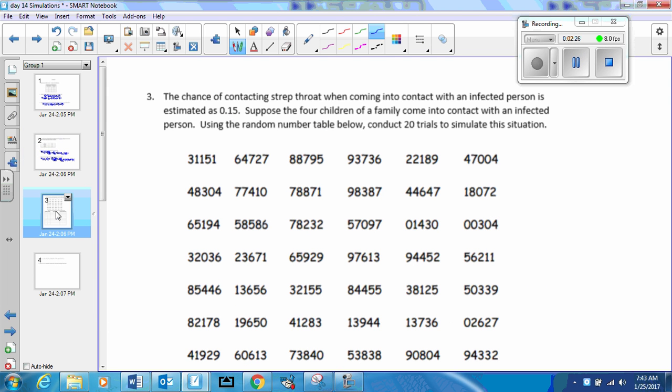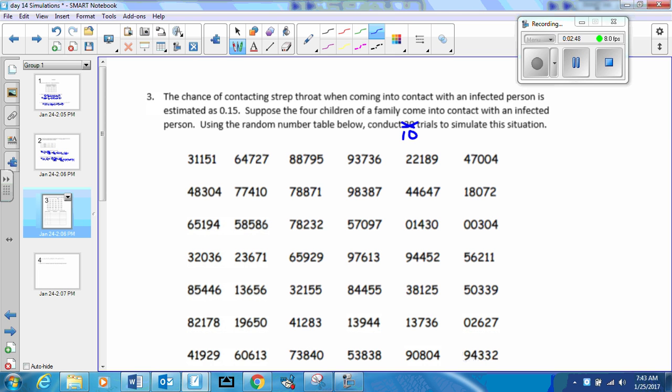Okay, the chance of contracting strep throat when coming in contact with an infected person is estimated as 15%. Suppose 4 children of a family come into contact with an infected person. Use the random number table below. We're going to do 10 trials to simulate this situation.